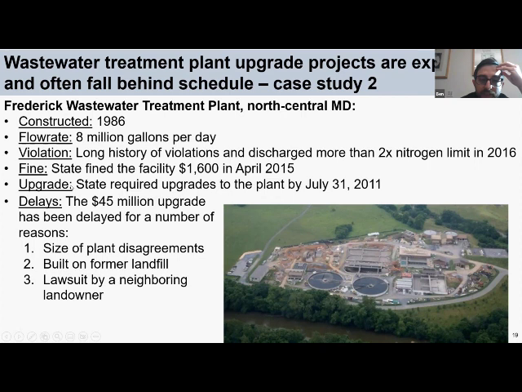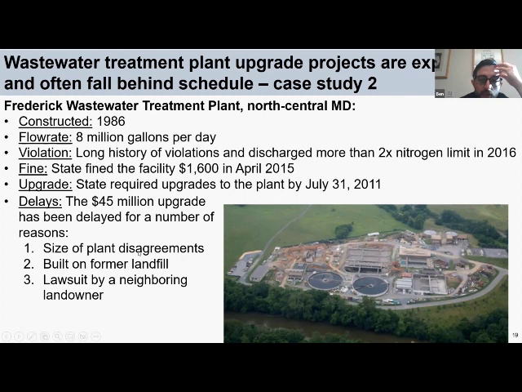This was in April 2015. The state required that the plant be completed by July 2011. So 4 years later, they finally got a fine. And delays were cited for this upgrade, which was supposed to cost $45 million. And they had arguments about the size of the plant.